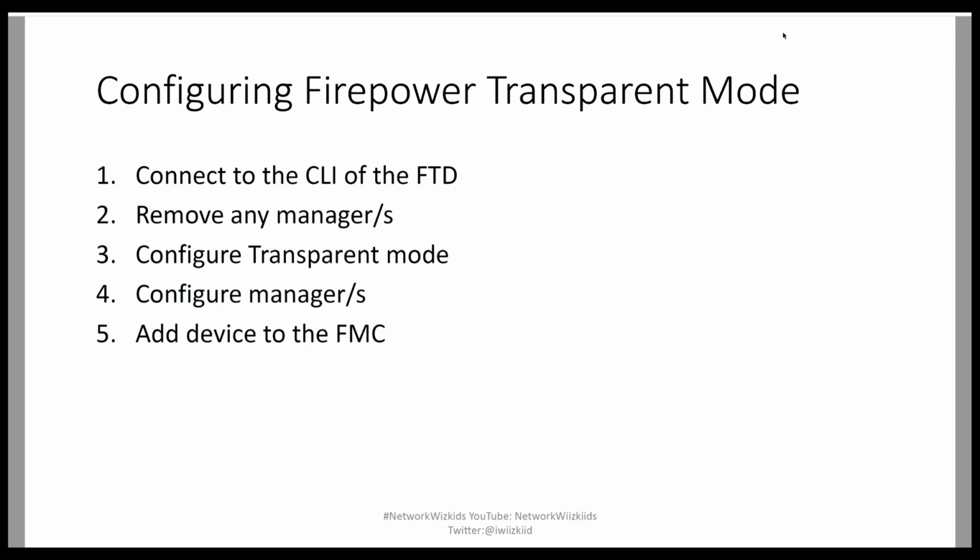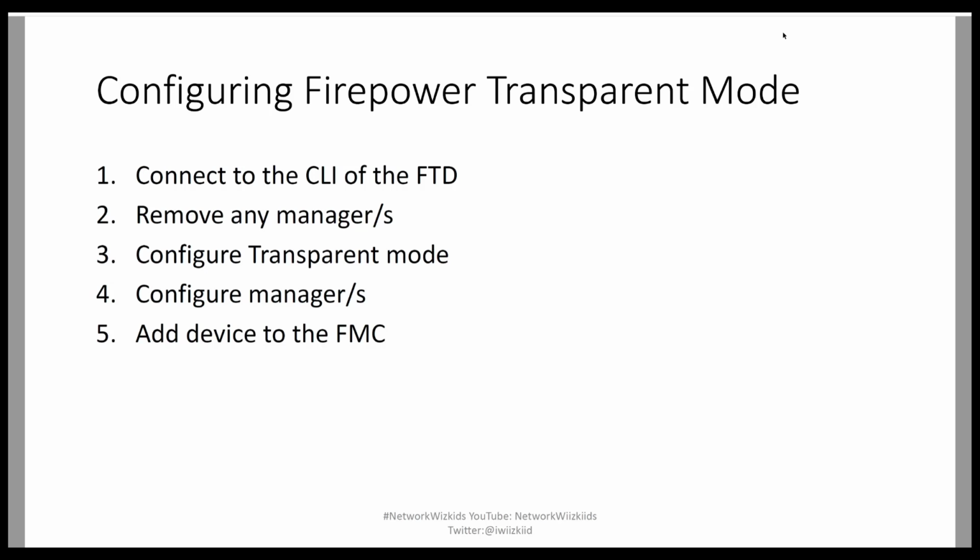So that was a quick overview of the main points that I jotted down as I was going through the content. Now what we're going to take a look at is how to actually configure transparent mode and add the device to the Firepower Management Center. Just before we do that, the steps are as follows on your screen. I've got five steps.